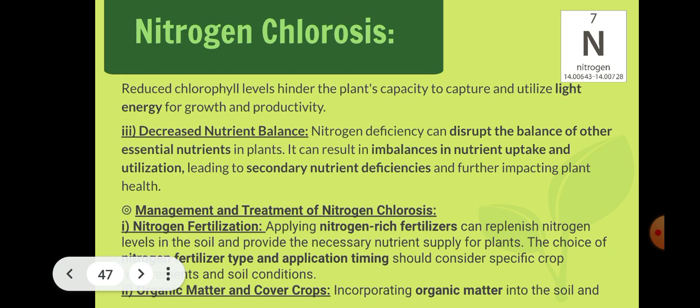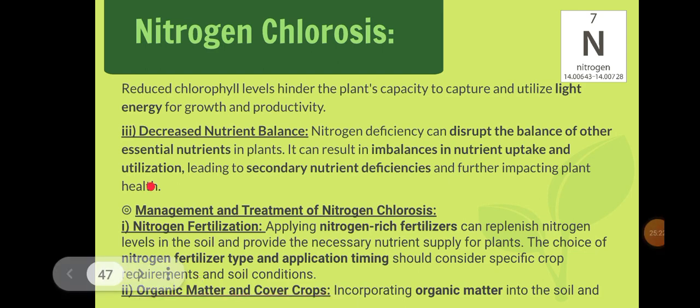Next, I will be talking about management and treatment of nitrogen chlorosis. The first one being nitrogen fertilization. Applying nitrogen-rich fertilizers can replenish nitrogen levels in the soil, and it can provide the necessary nutrient supply for the plants. The choice of nitrogen fertilizer type and application timing should also consider the specific crop requirement and the soil conditions.